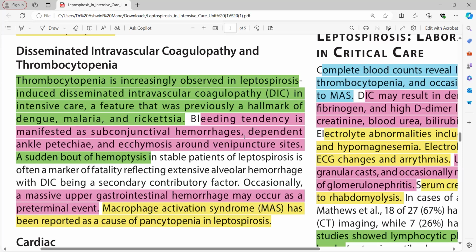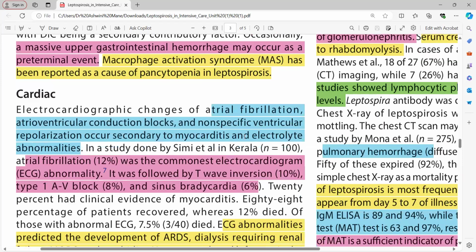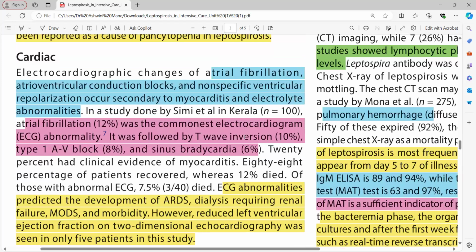Occasionally, massive upper gastrointestinal hemorrhage may occur as a pre-terminal event. Then macrophage activation syndrome has been reported as a cause of pancytopenia in leptospirosis. Now, regarding cardiac manifestation, ECG changes of atrial fibrillation, AV conduction block, and non-specific ventricular repolarization occur secondary to myocarditis and electrolyte abnormality.